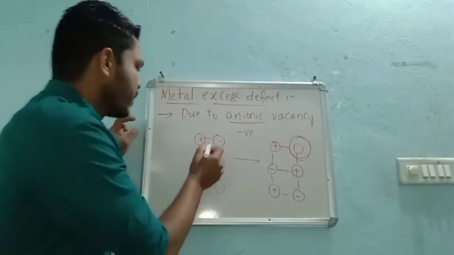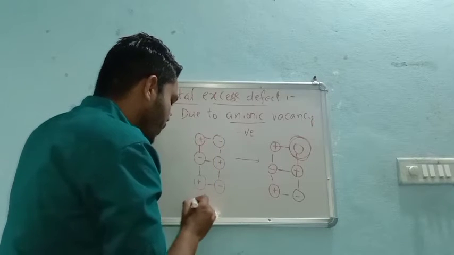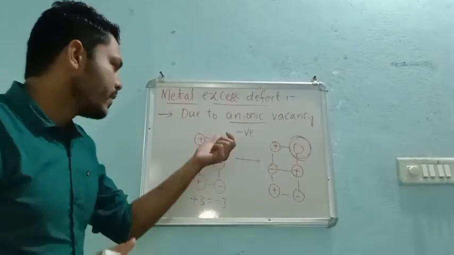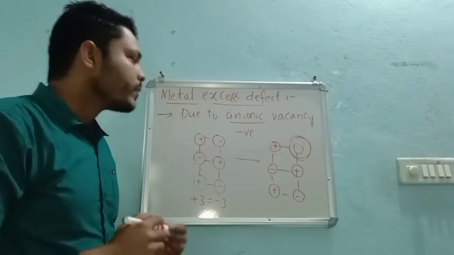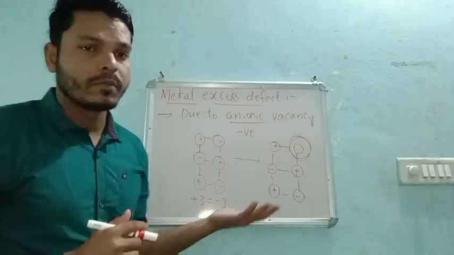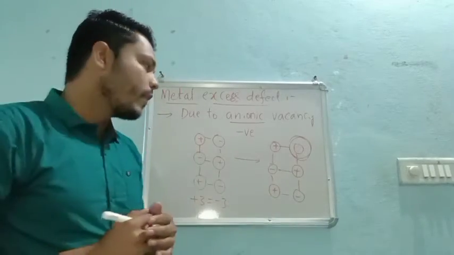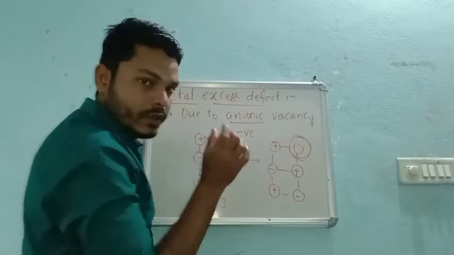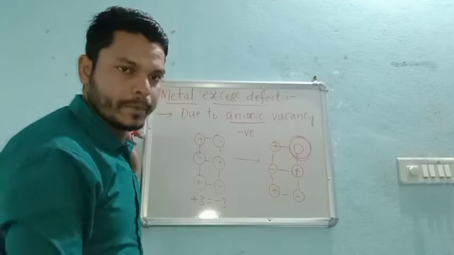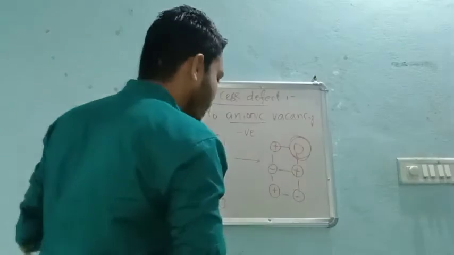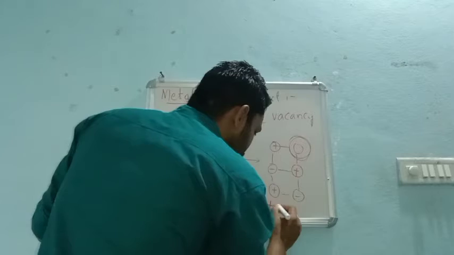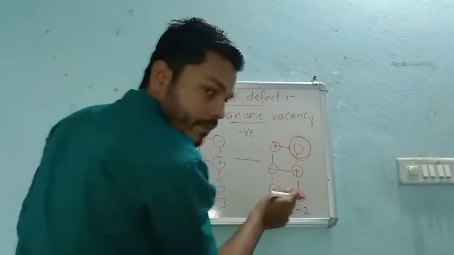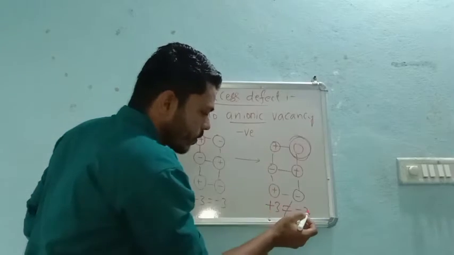So here, the number of positive charges is equal to the number of negative charges. Clearly we can see there are 3 positive and 3 negative. But when it undergoes some physical or chemical changes, if the negative part is missing, now there are 3 positive, but 3 positive is not equal to 2 negative.